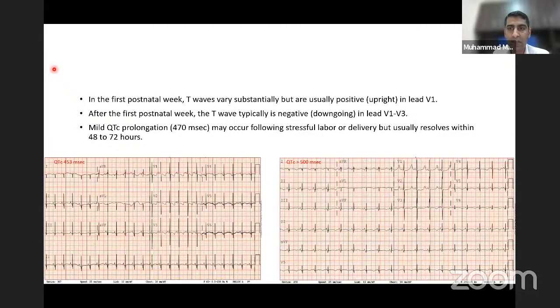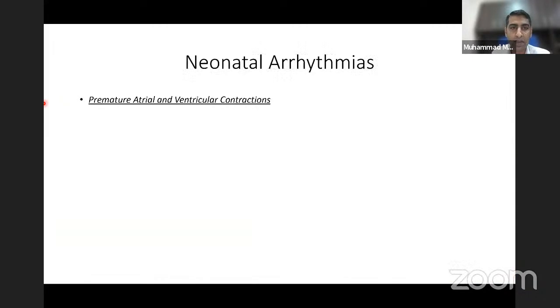But if the QTc is very, very abnormal, like in the other ECG I showed, if it's more than 500 milliseconds, it's not because of this stress, labor, or delivery. It's very abnormal. So if it's more than 500 milliseconds, this is abnormal. But if it's borderline, 460, 470, you should wait before commenting that this is a long QT.